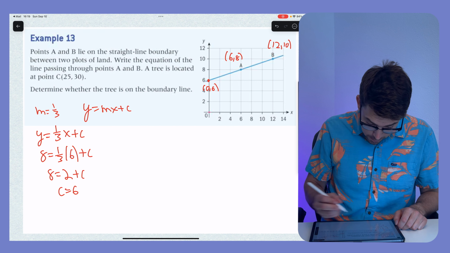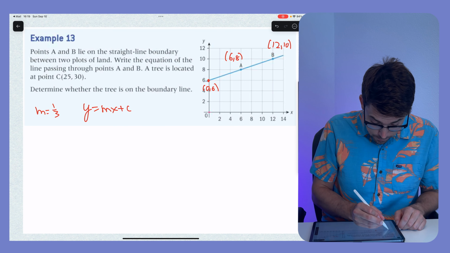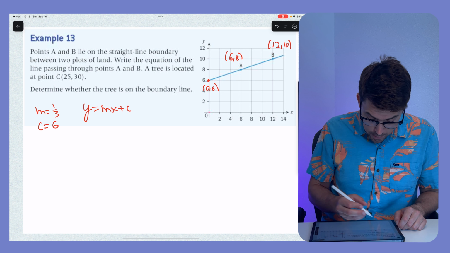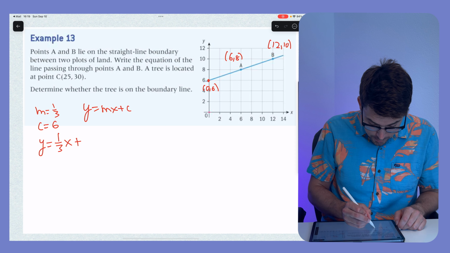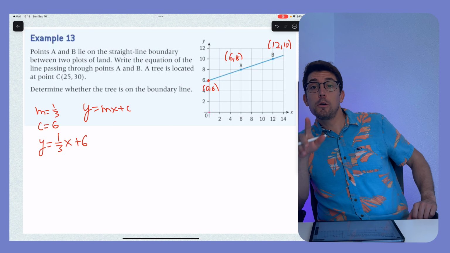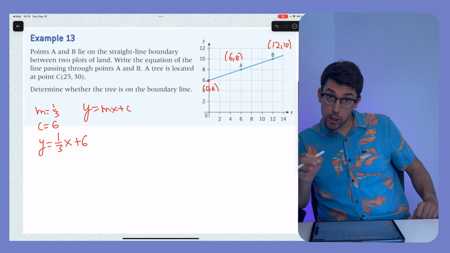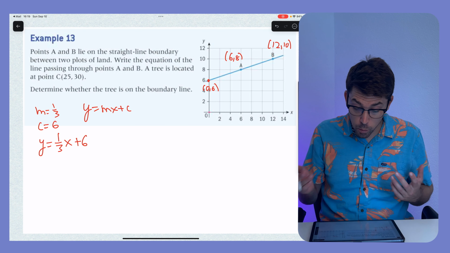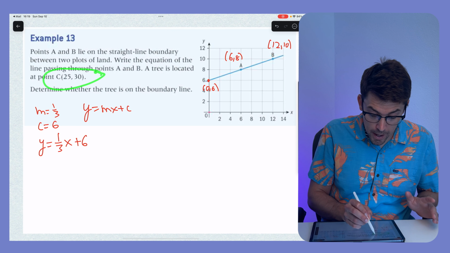So my b value, or c, depending on how you're defining it, is going to be 6. So my equation is just y equals 1/3 x plus 6. There we go. Just from two points on a graph, I have my linear equation written in slope-intercept form. And now I want to figure out what the question's asking, which is, hey, is this tree right here at 25, 30 on the line?